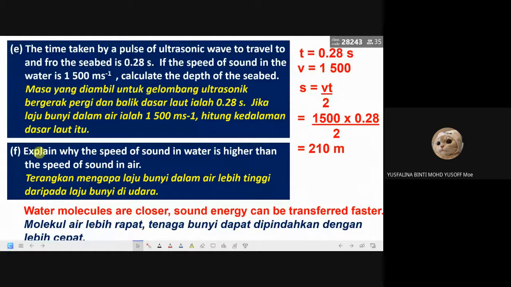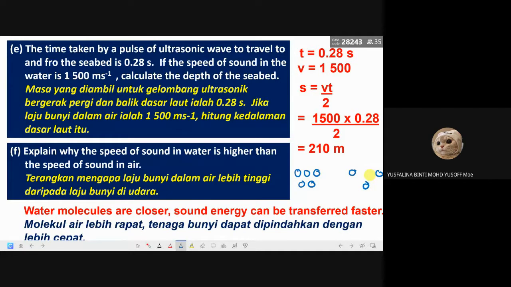The next one asks you to explain why the speed of sound in water is higher than the speed of sound in air. This is actually because of the arrangement of the molecules. Remember when we learned about the types of wave, transverse wave and longitudinal wave, and sound is an example of a longitudinal wave. I already told you that a sound wave needs to vibrate. Let's compare water and air. In water, the arrangement of molecules is like this, but in air, it is much further apart.